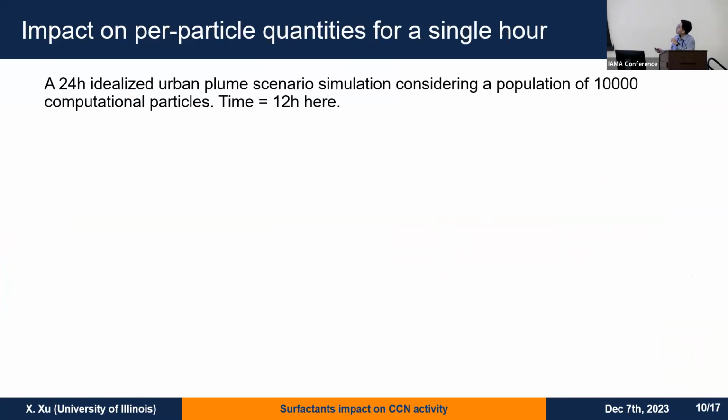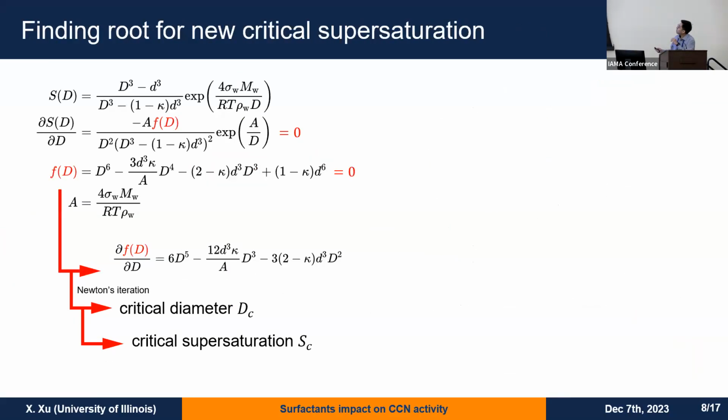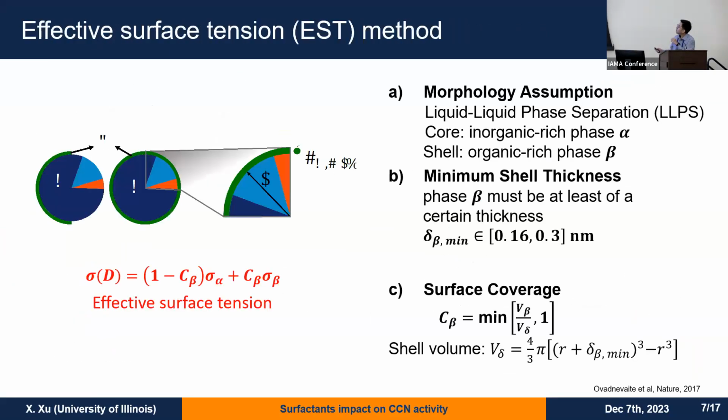I have a bit of a related question as well. When you partition these things to the surface, do you consider any sort of feedbacks on the internal composition of the particle, like things being depleted out of the interior as they move to the surface? Do you consider feedbacks on the internal composition of the particle once you account for surface partitioning, and does that affect the CCN activation in your model?